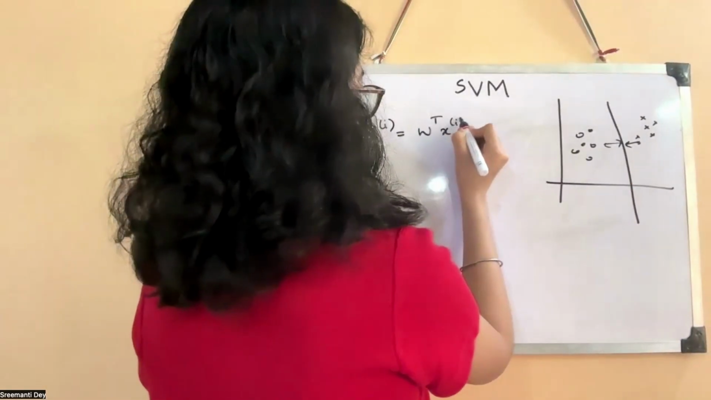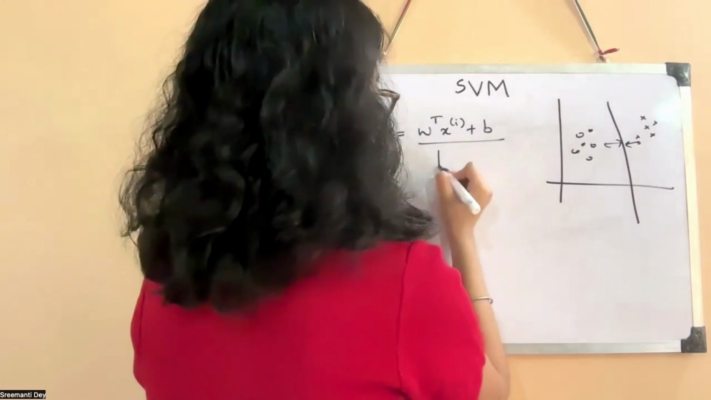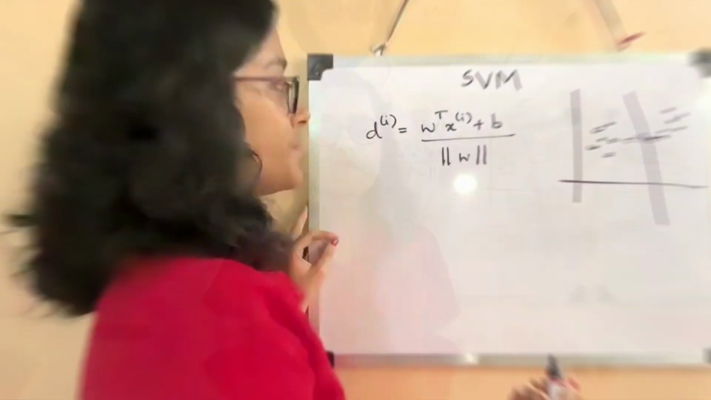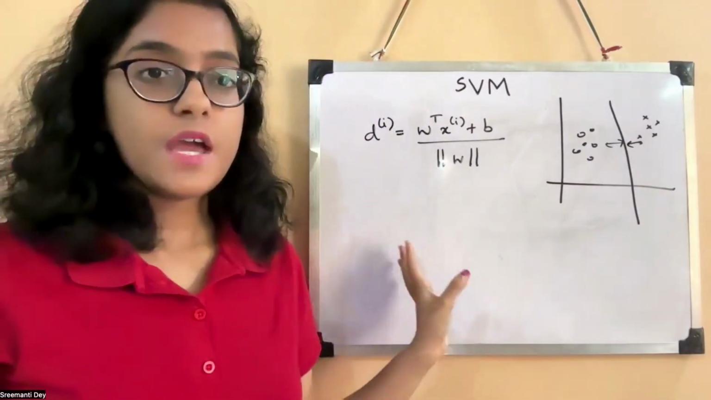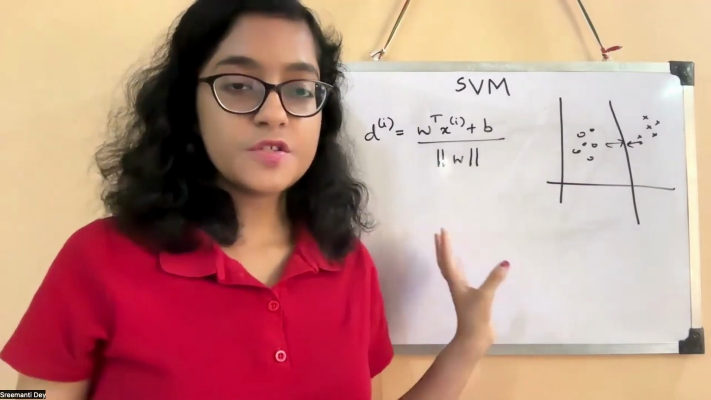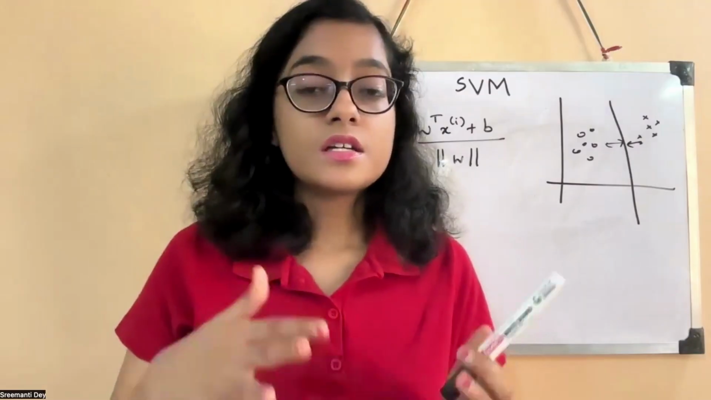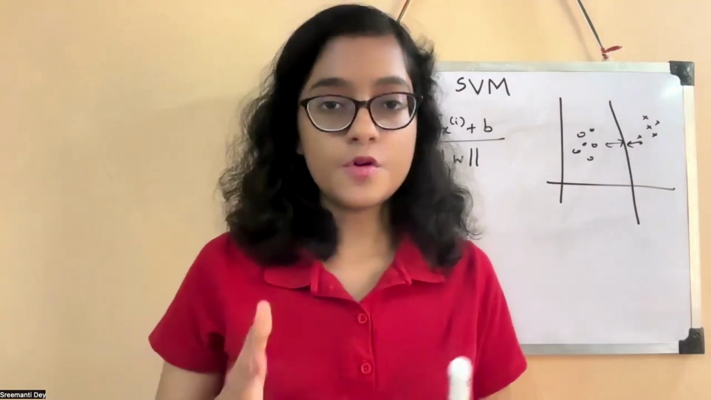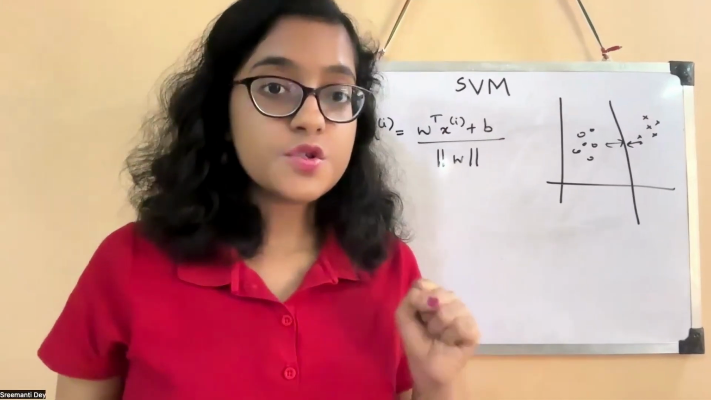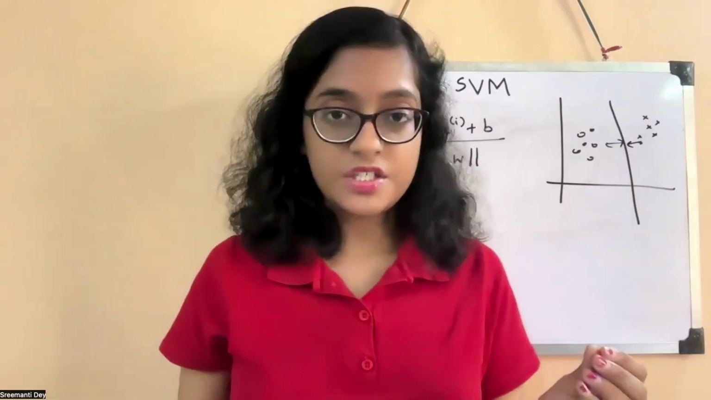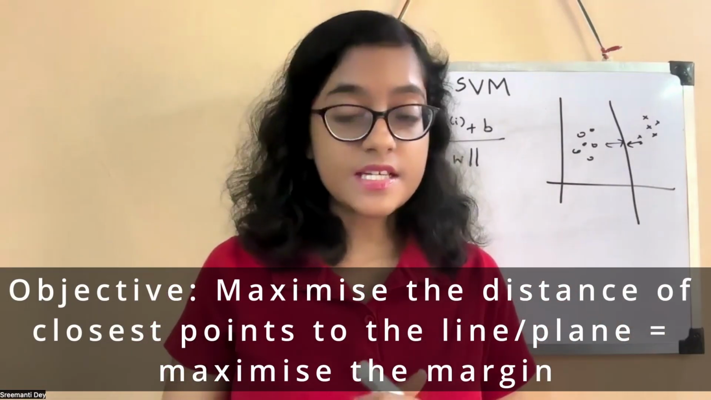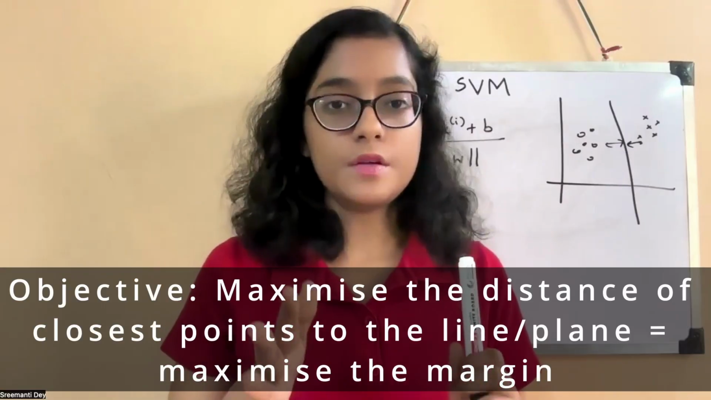W transpose xi. So this is the distance that we have right here. This distance we are going to try to maximize. For which points? Not obviously for all the points. Here, the closest points to the line or the plane are the most important. What we are going to try to do here is maximize the margin. So maximize the distance of the points that are closest to the line or the plane.